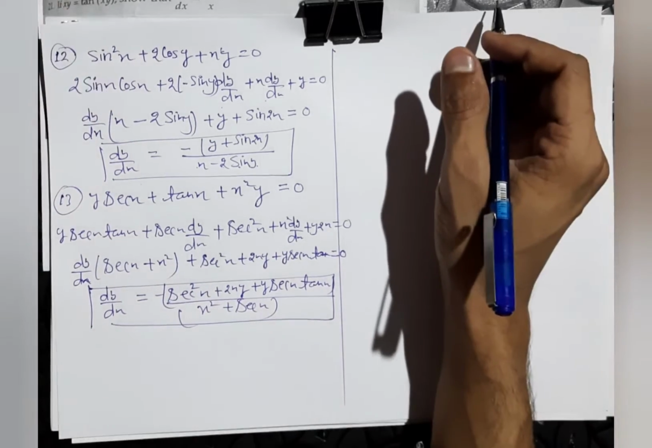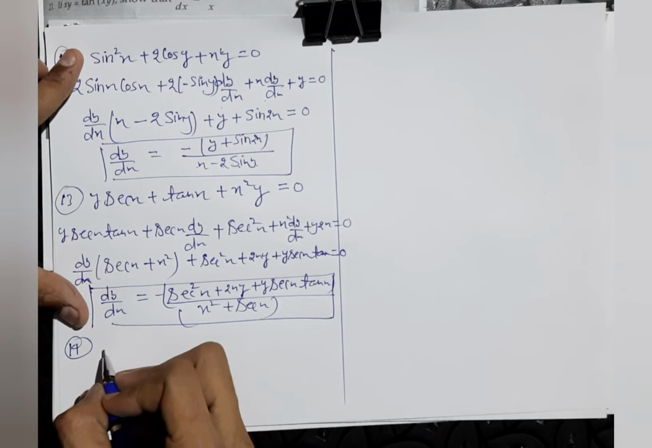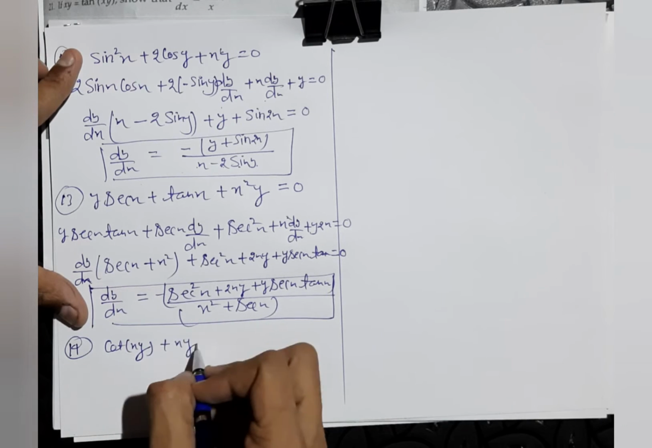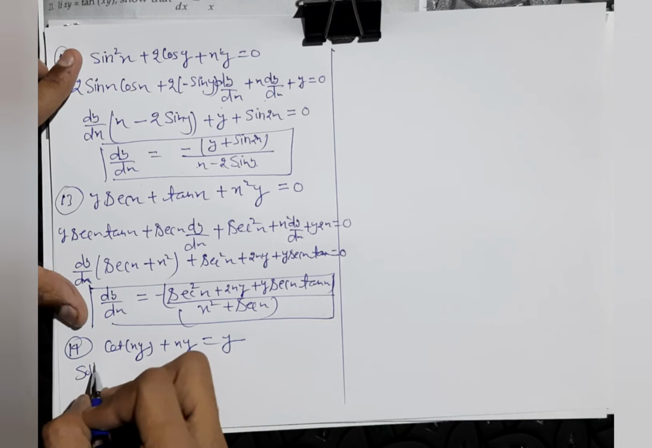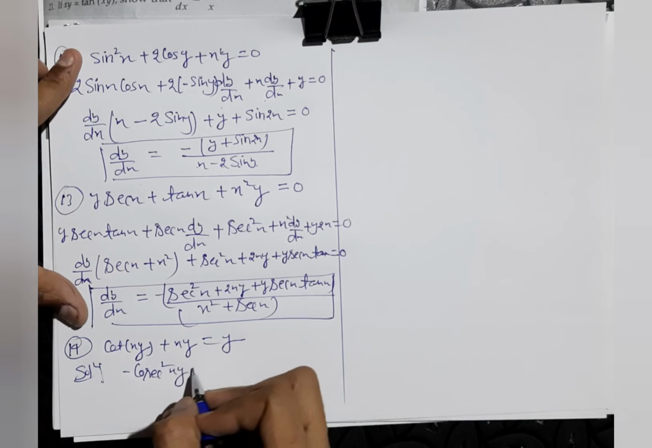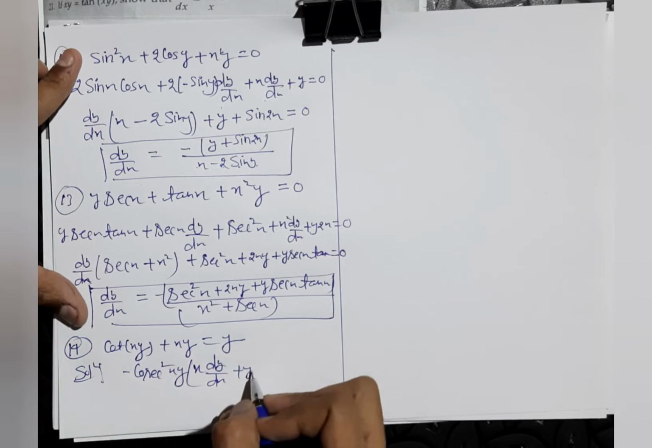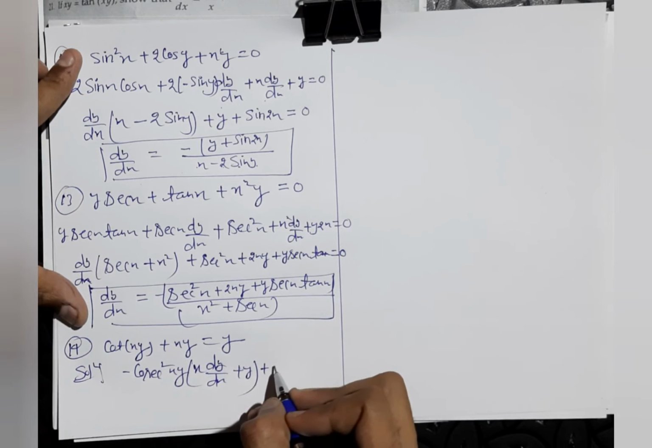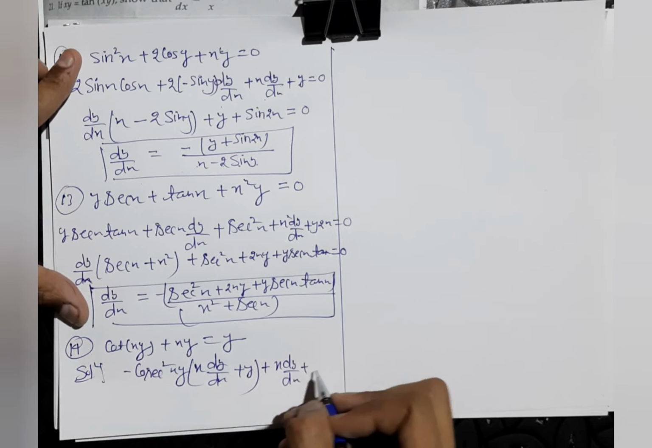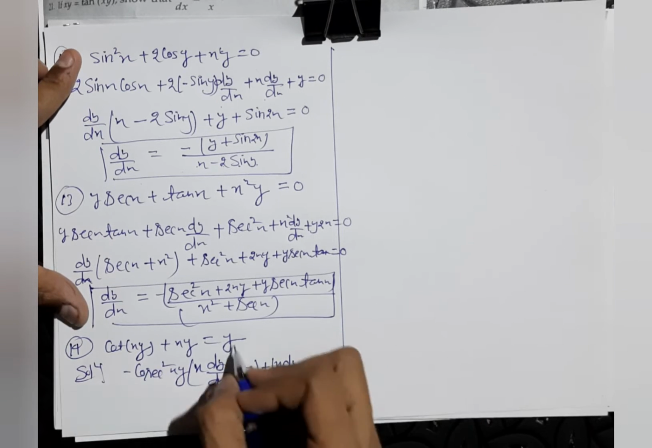Now let's do question number 14. Question number 14 is cot xy plus xy equals y. So cot xy gives me minus cosec square xy, and x is the same, and dy over dx, plus now y is the same, x is 1, plus again x is the same and y is dy over dx, and plus y is the same, x is 1, equals dy over dx. This is the differentiation of this y.